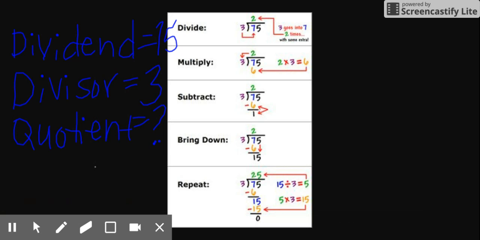Okay, so we're going to start the problem. So basically, we're going to say, how many groups of 3 can I make out of 7? I always start with the first number under the box. So this is where you have to know your multiplication facts. If I didn't know all of my 3's, which you should by now, then I will write down all of my 3's.